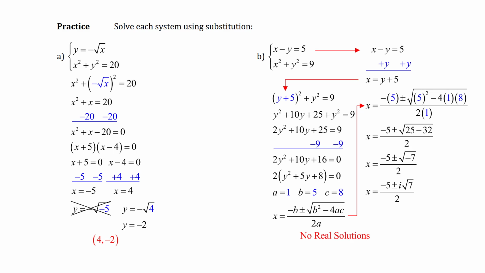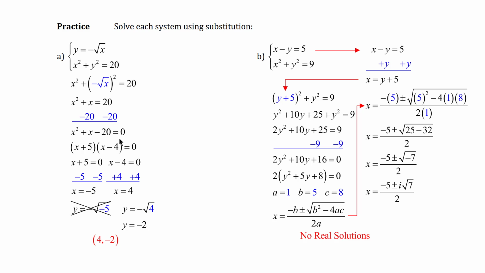Alright, so let's go ahead and go over the solutions. For part A, we start by taking the top equation, y equals the negative square root of x, and substitute that into the bottom equation. The result is x squared plus (negative square root of x) squared equals 20. After taking the square of negative square root of x, we get x squared plus x equals 20. Next, we set the equation equal to 0 by subtracting 20 from both sides. The result is x squared plus x minus 20 equals 0.